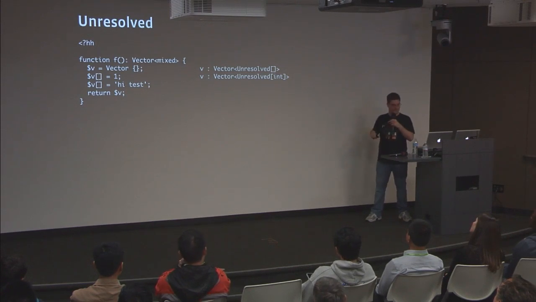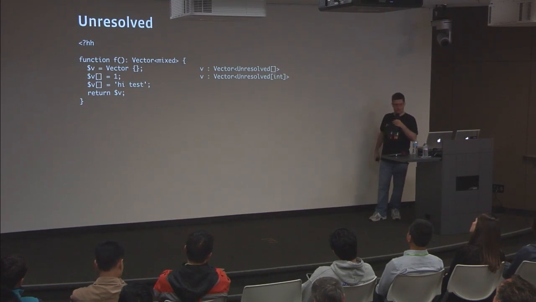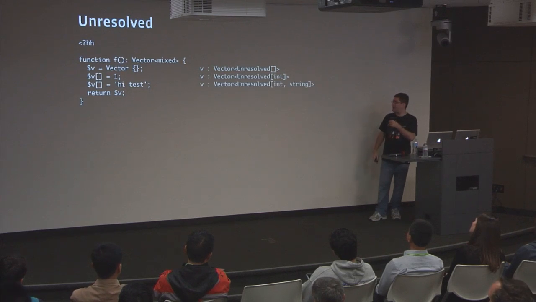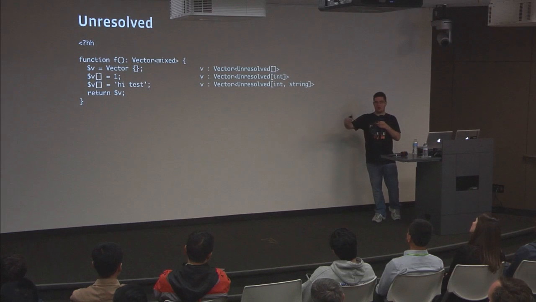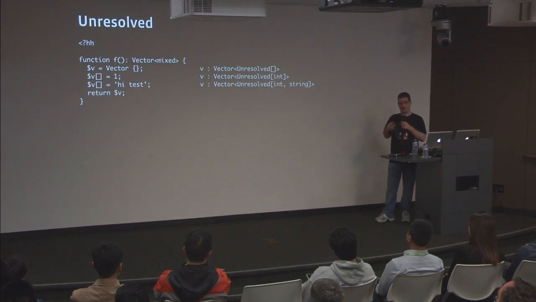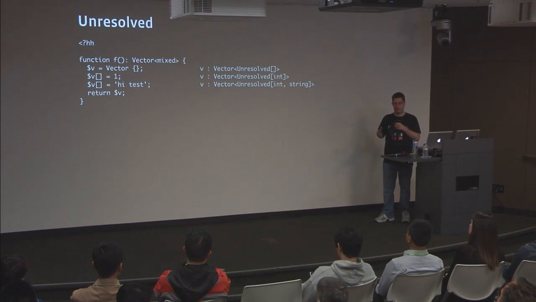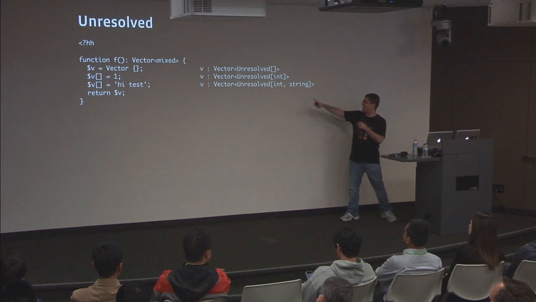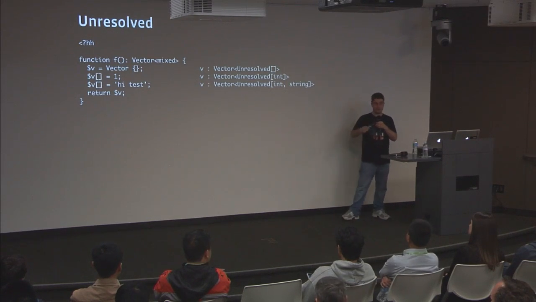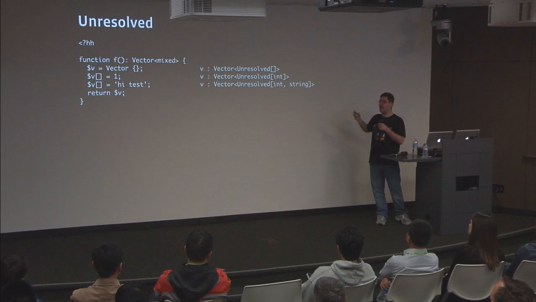When I do append the string, this is now a vector of unresolved of int, string. This unresolved keeps growing as I append more things into this vector, and as I continue to figure out more things about the type of this vector. Then I hit the return $v, and I'm going to check int against mixed, string against mixed, same as I did before, and see that yes, this actually does work.